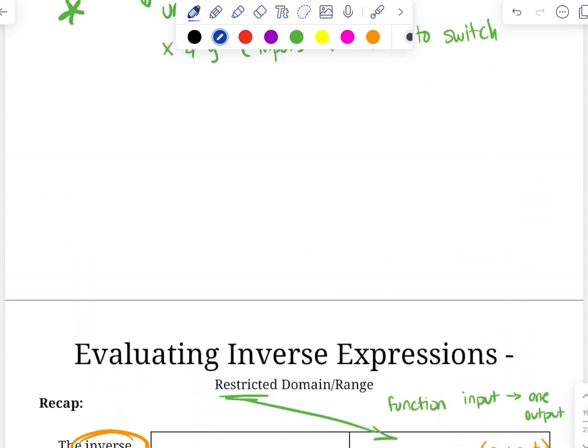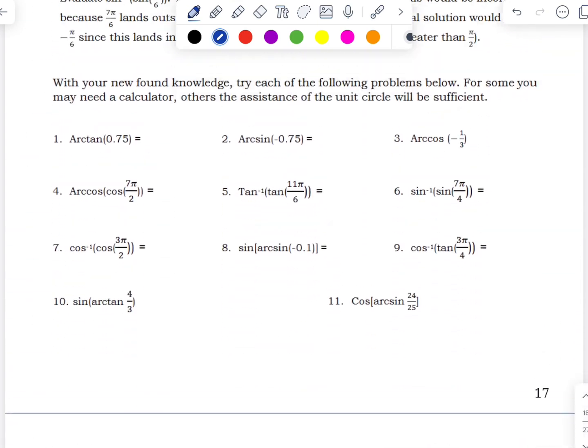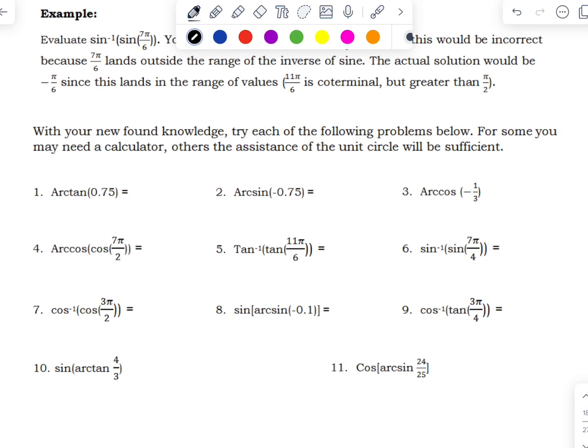We've got some more practice problems for you on an earlier page, these right here. I do want to point out there is some archaic notation. If you see arc, that's an old school way of saying inverse. So if you take a look at problem number 2, it's really just asking you for the sine inverse of negative 0.75. All right? Now, for some of these, you may need your calculator, but not for all of them, okay? So if possible, you want to try and keep things as exact as you can.